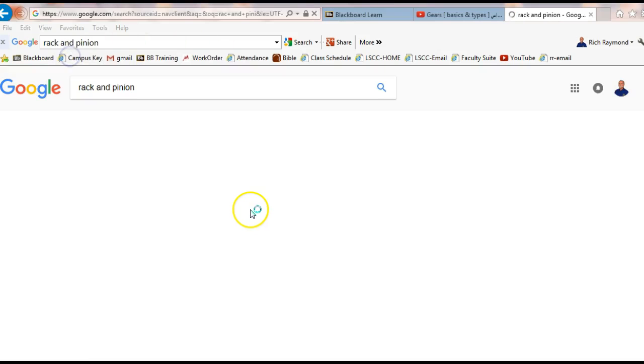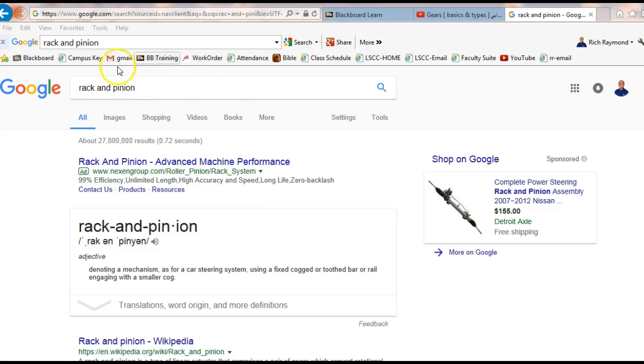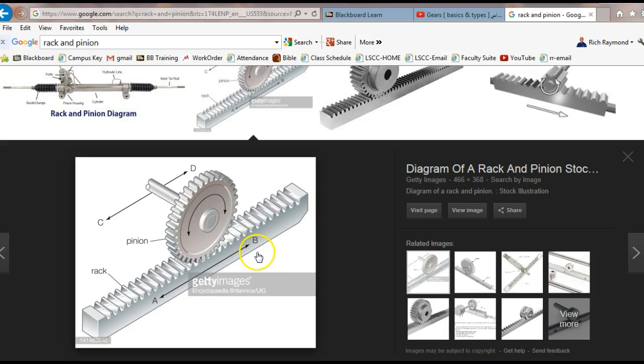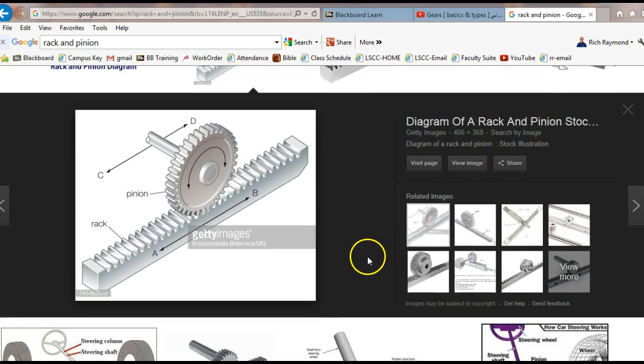Rack and pinion. So basically these are rack and pinion. We call these rack and pinion gears. You see, what we do is we take a rotary motion and convert it into a linear motion. This is what our cars use for steering, rack and pinion.